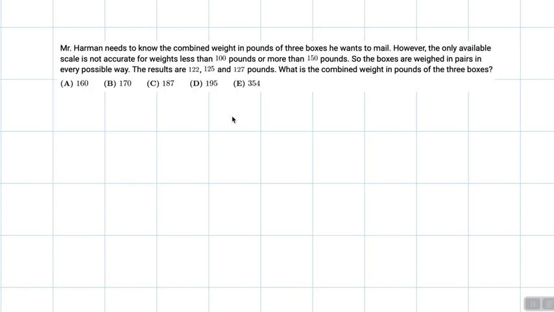Okay. So we'll say that x plus y is 122. Let's call x plus z 125, and then y plus z is 127, and these represent the 3 box weights. So what is the combined weight in pounds of the 3 boxes? We want x plus y plus z.